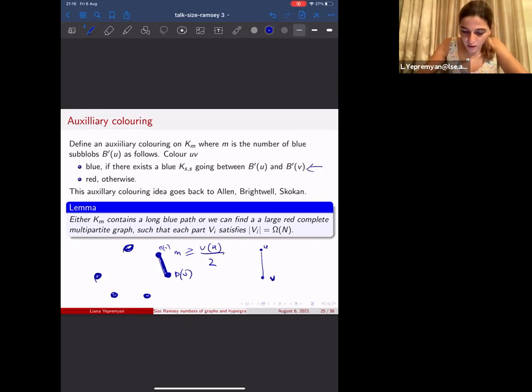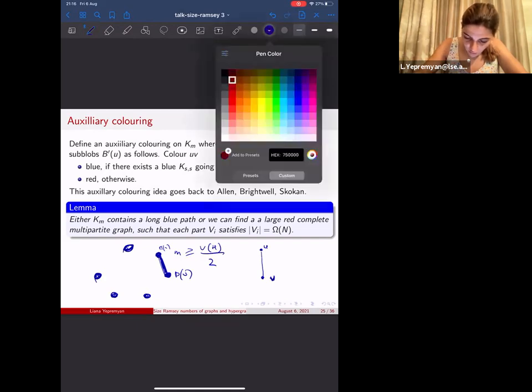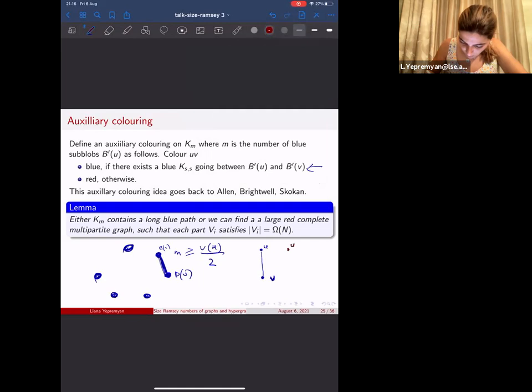Otherwise, I color it by a red color. So if there is no such large blue complete bipartite graph, I'm going to color the edge UV by color red. Here, you might wonder about something. You might say, okay, but there might just be no edge between U and V in H, which is okay. I'm still going to color it by red. And I'm going to remember this.